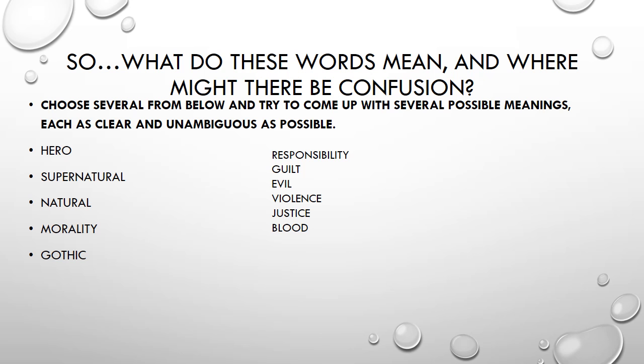So pause the video on this screen, choose one or all of them, several is what I've said, and try to come up with some different meanings, each as clear and unambiguous as possible. Try and write down at least two or three different clear meanings of that word, different ways of understanding what that word means. You could even look it up in the dictionary if you wanted. Obviously, more importantly, it makes sense in your own head.